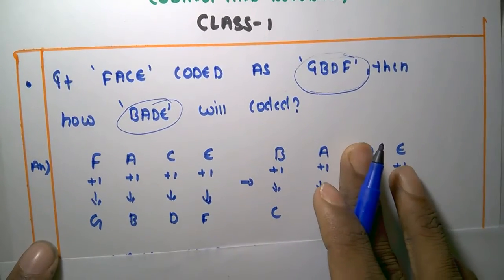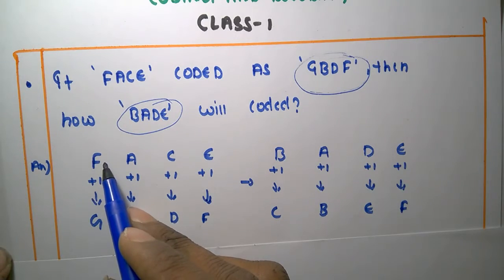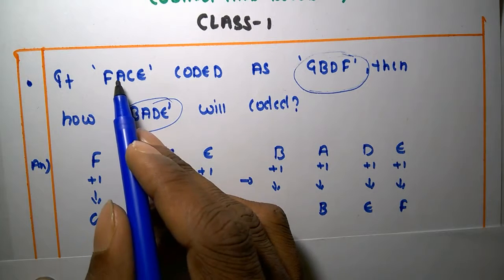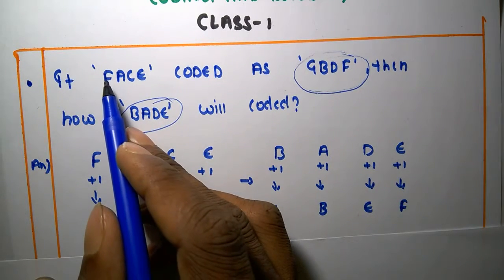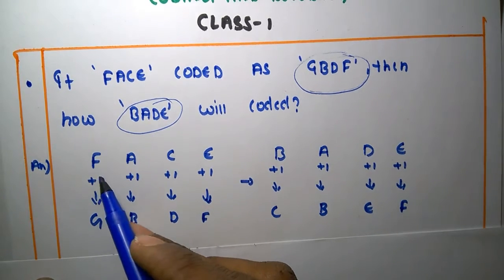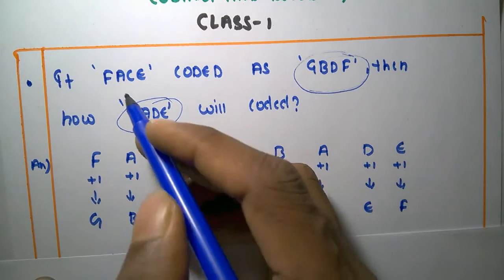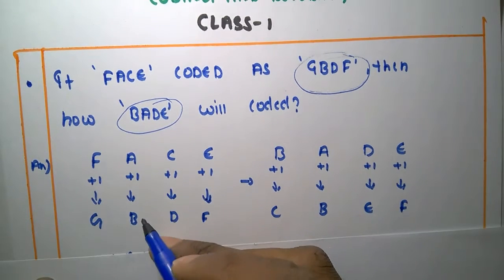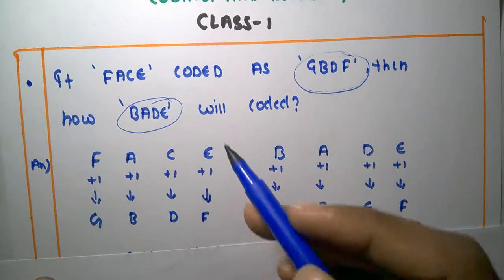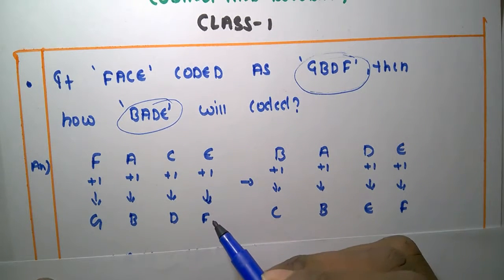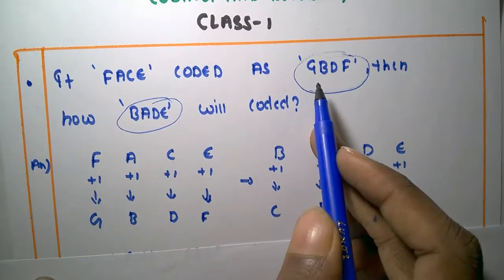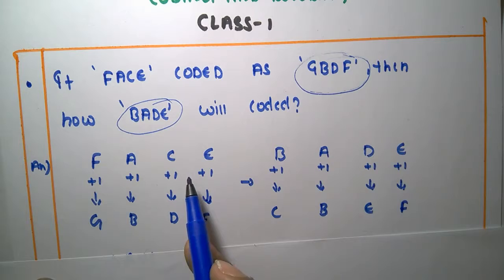So first we check FACE, how this G will arrive. After adding +1 to F, the next alphabet of F is G. And after adding +1 to A, the B comes, and adding +1 to C, the D comes, and after adding +1 to E, the F comes, guys. So that means this has arrived for us.